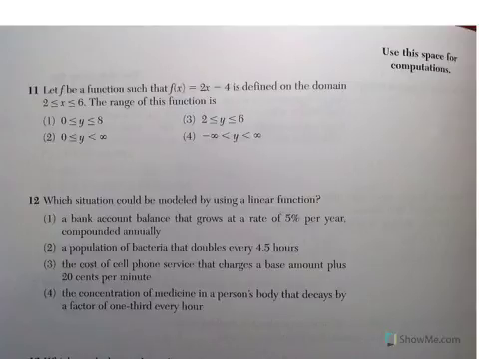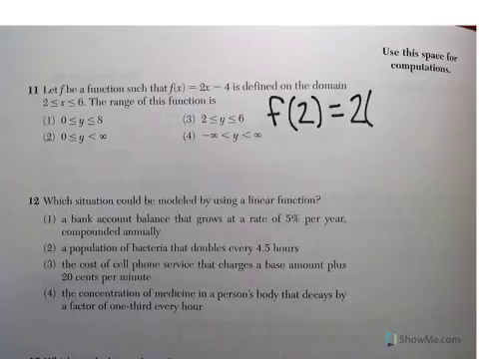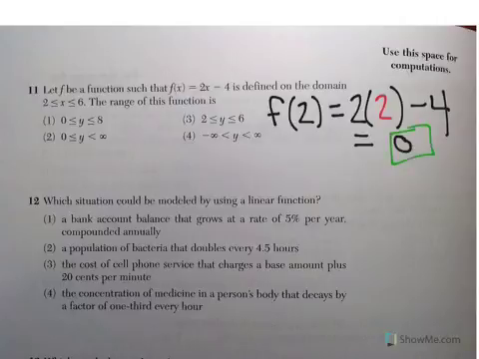The range of this function is... domain's x and range is y, so they give you the x values from 2 to 6. All you have to do is plug 2 in for x and 6 in for x, and then figure out what the range values will be from that. So, f of 2 is going to equal 2 times 2, which is my x value, minus 4. So f of 2 will ultimately equal 0. This is a y value, okay?